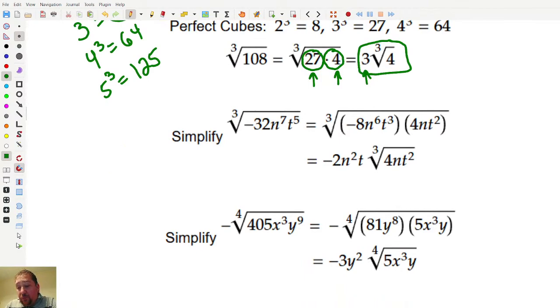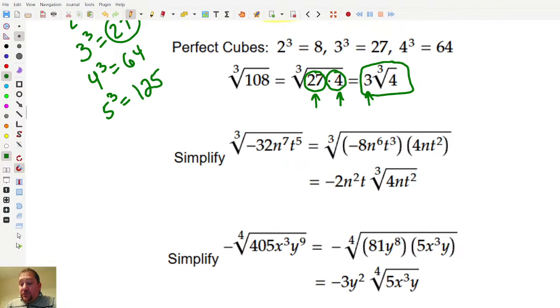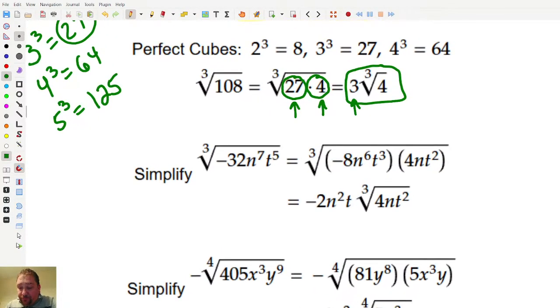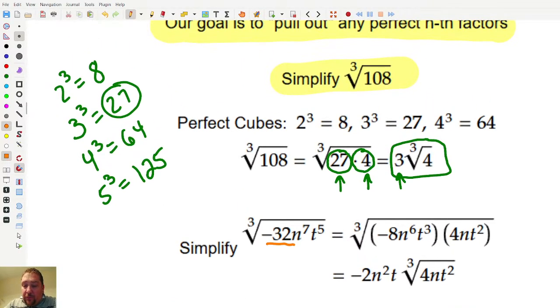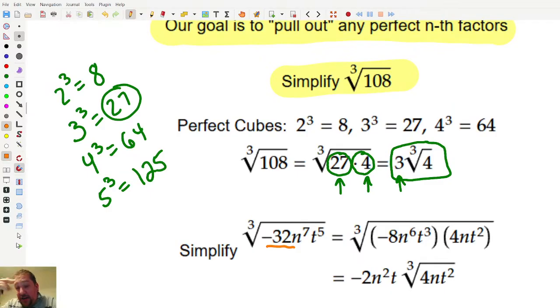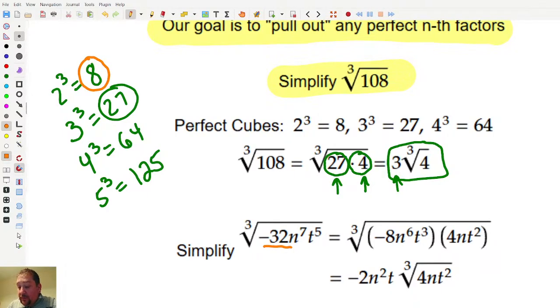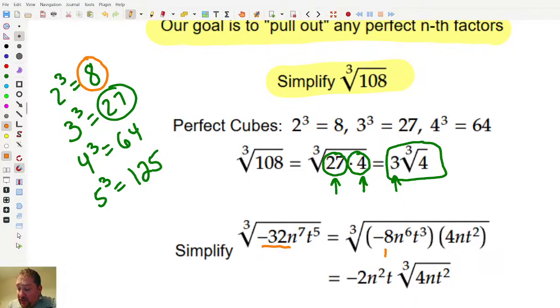Simplify the cube root of negative 32, n to the 7th, t to the 5th. So, similar to before, if we focus just on the number part, I'm going over here in my list of numbers, and I notice 8 is the biggest perfect cube that goes into 32. Typically, if you have a negative, we're going to take the negative sign out of the root. So at the end of the day, I'm going to put negative 8 in my first leading group.